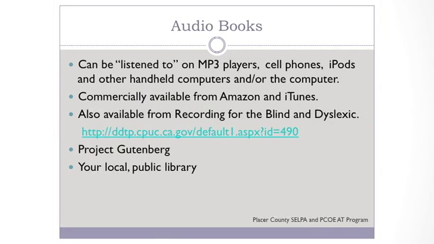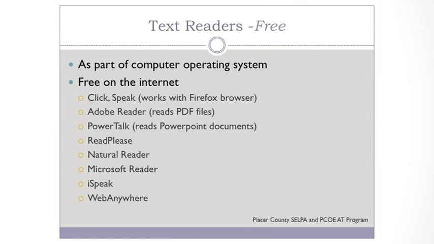Audiobooks. These can be digital, listened to on MP3 players, cell phones, handhelds. They're commercially available from Amazon and iTunes, and also they are available from Recording for the Blind and Dyslexic. Project Gutenberg, like I mentioned before, also has audiobooks to download, and the public library. Text readers for free.